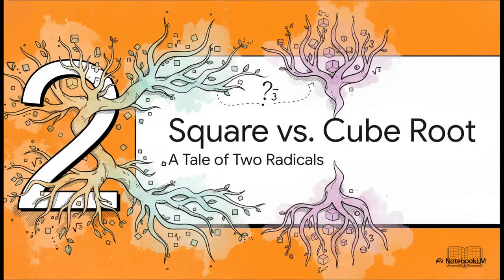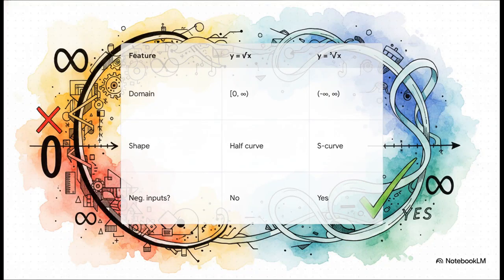You know, probably the best way to lock in a new idea is to compare it to something you already know really well. So let's put these two radical functions, these two cousins, right next to each other and see the differences. Let's just break it down, head to head. Look at the domain. Square roots are stuck at 0 and go up, but cube roots get to run free forever in both directions. That difference in domain directly creates their shapes. One is a half curve, the other is a full S-curve.